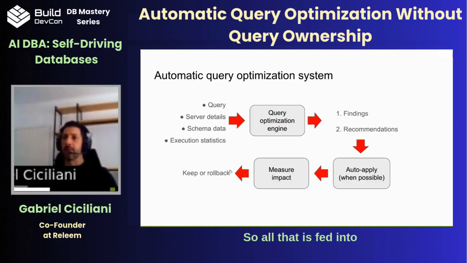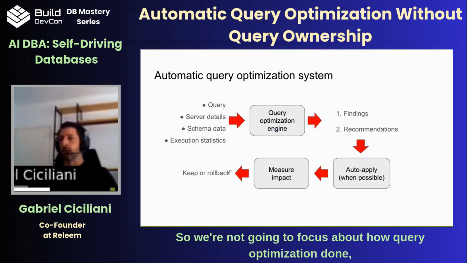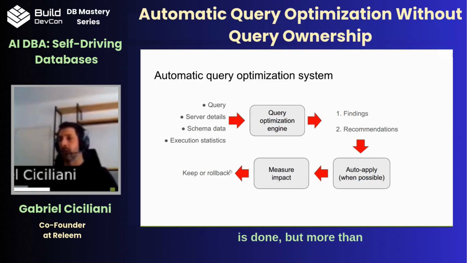So all that is fed into this query optimization engine, which again, that's a chapter on its own, right? So we're not going to focus on how query optimization is done, but more on what type of outputs it returns. So after that, you're usually going to get two things, right? Findings, so things that are not optimal, or things that can be improved in your query execution plan, and recommendations, which are things that you can do to attack those bottlenecks or those findings.